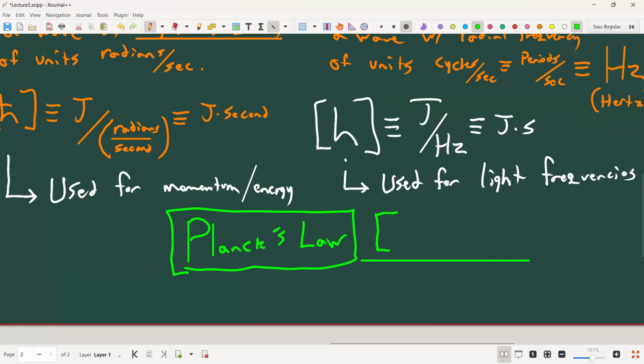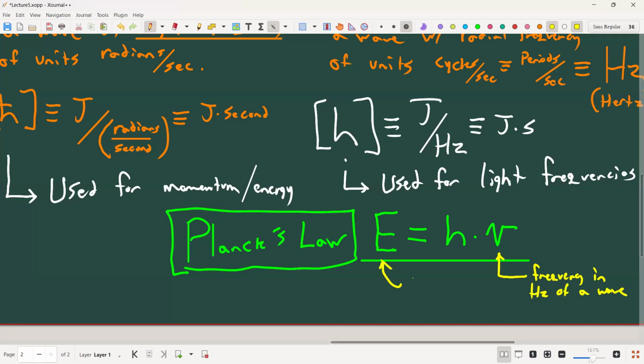It says that the energy of a wave, a quantum mechanical wave of some frequency, is equal to h times the frequency of that wave. So this nu right here is the frequency, in hertz, of a wave. And this is the energy in joules. Super important equation, super easy to remember.